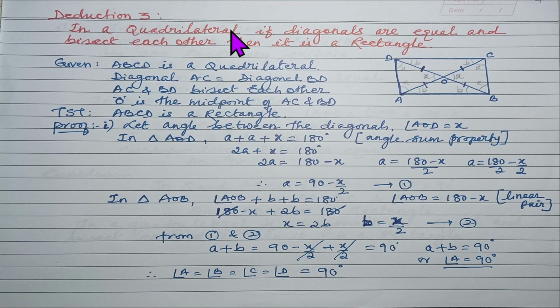Now deduction 3. The property is, in a quadrilateral, if diagonals are equal and bisect each other, then it is a rectangle. Now what is the meaning of that?